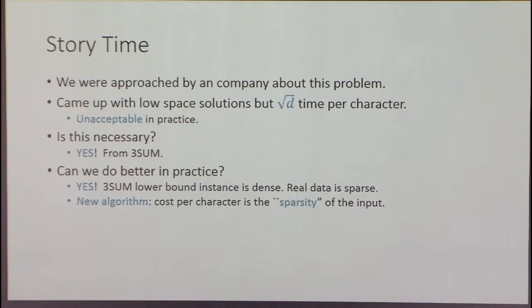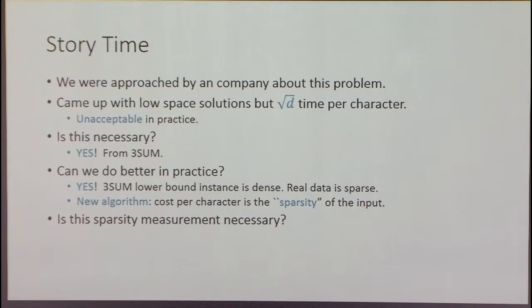So the threesome lower bound instance is dense. This touches a bit on what Seth spoke about earlier. But real data is actually sparse. And we came up with a new algorithm where the cost per character depends on some sparseness measurement of the input, which we'll talk about later. So for sparse cases, we can actually do things very, very quickly.